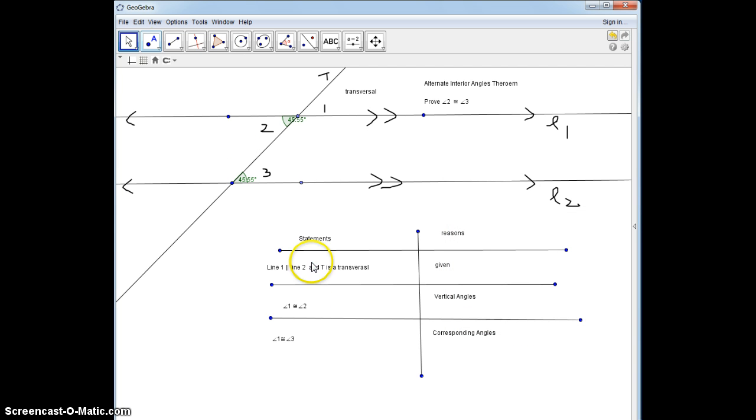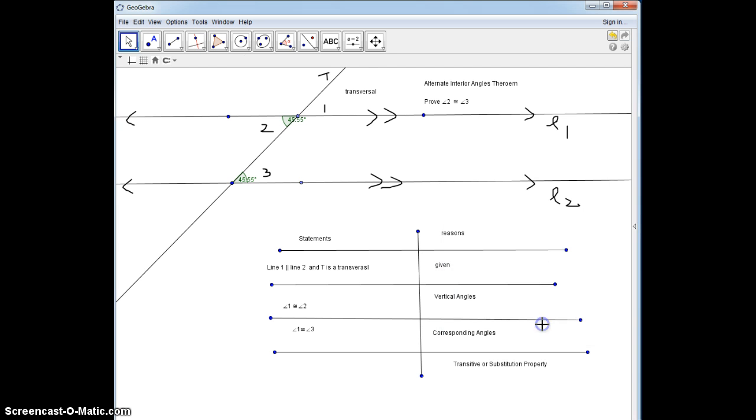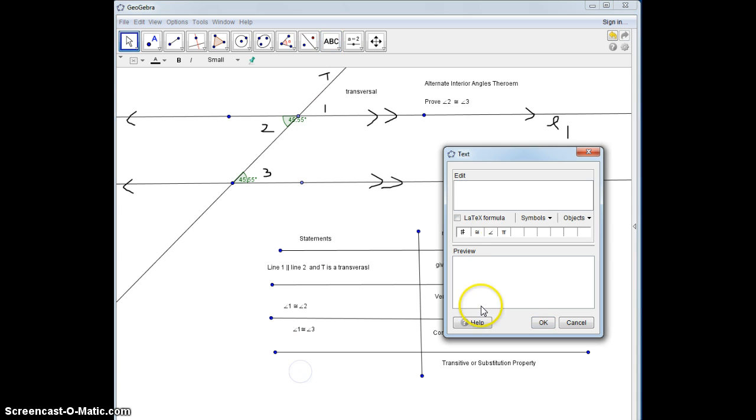Well, if 1 is equal to 2 and 1 is equal to 3, they're both equal to each other by the transitive or substitution property of equality. So we're just going to say transitive or substitution. Usually in this class they use the transitive property, but it does interchange with the substitution property. So they're equal to each other, so we can say that angle 2 is equal to angle 3. So angle 2 is congruent to angle 3.